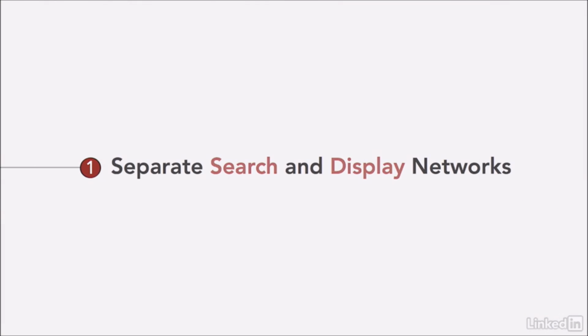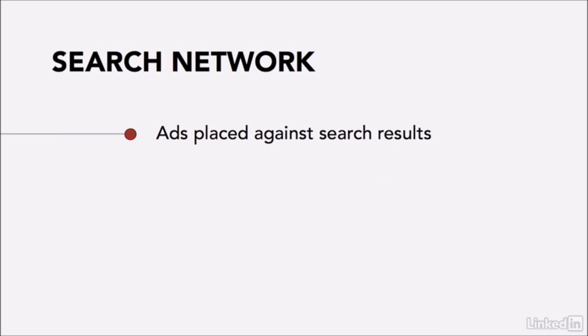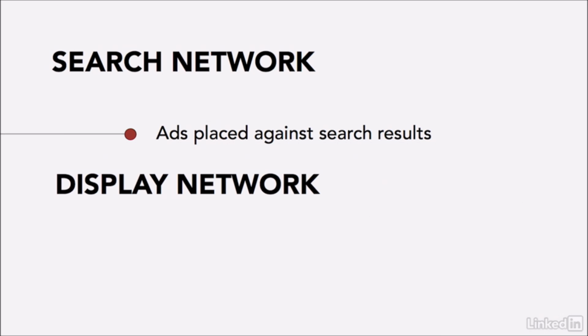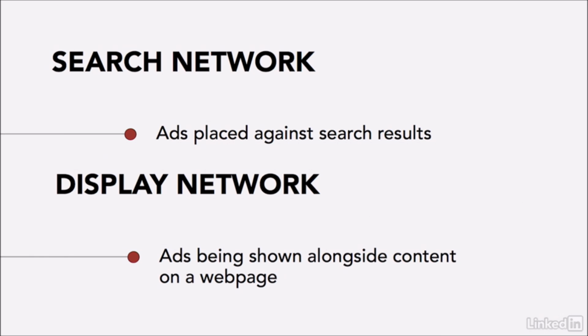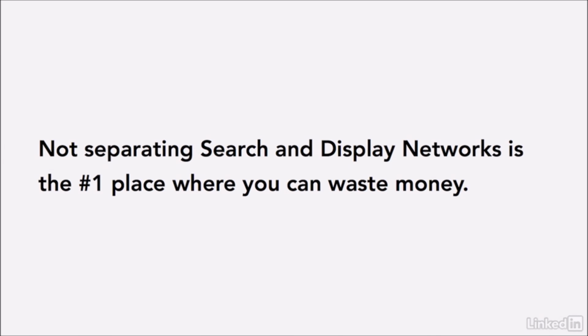First up, you've got to separate the search and display networks at the campaign level. Search means that someone typed into a search box and hit go. Display means that your ad is showing alongside content on a web page, like an ad in a magazine. Each network behaves differently and has different definitions of success, and their quality scores are calculated differently. So do yourself a favor and never do this. Always separate them. It's the #1 place I see people waste the most money, hands down.